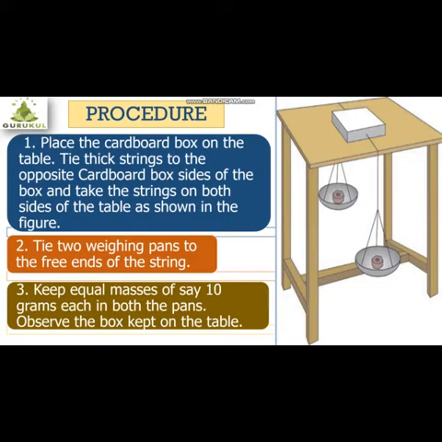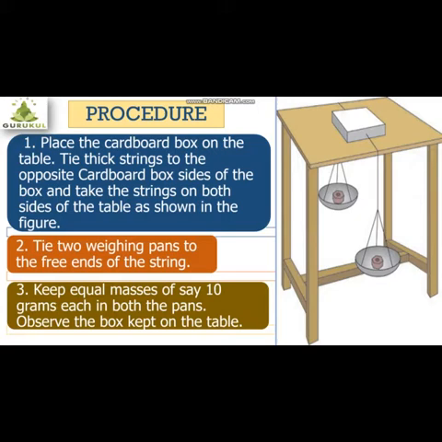You have to make two holes on the opposite sides of the cardboard box, and then you have to attach strings, and then we have to suspend it on both the sides of the table. Tie two weighing pans to the free ends of the string. Now two ends will be free of the strings. Now please tie these two weighing pans.